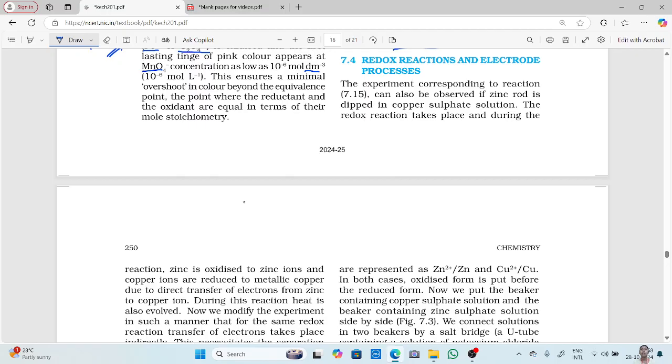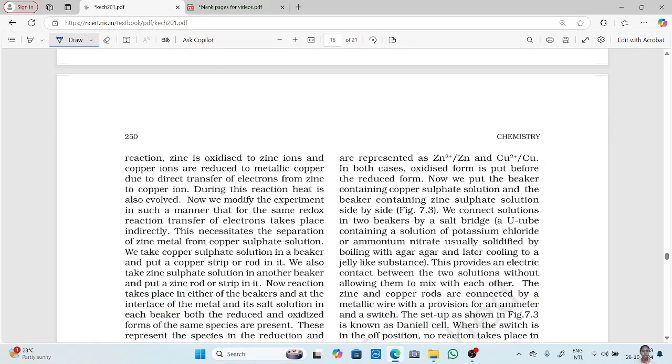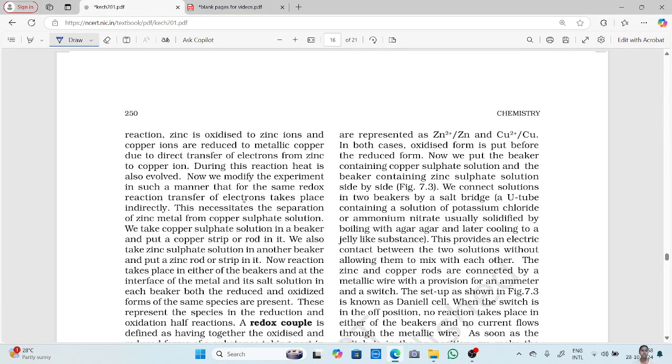Now, in this experiment, you have two rods, a zinc rod and a copper rod. First, take the zinc rod and dip it in copper sulfate solution. Now, the redox reaction takes place, and during the reaction, zinc is oxidized to zinc ions and copper ions are reduced to metallic copper due to direct transfer of electrons from zinc to copper ions.